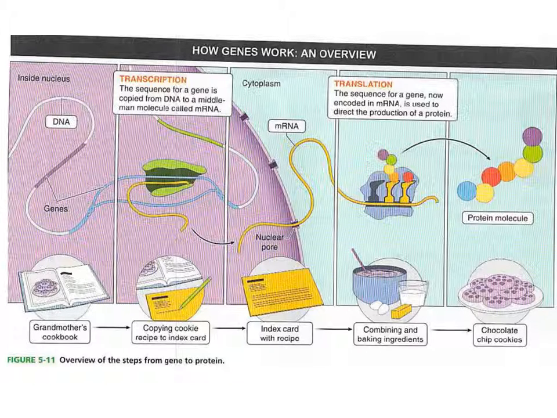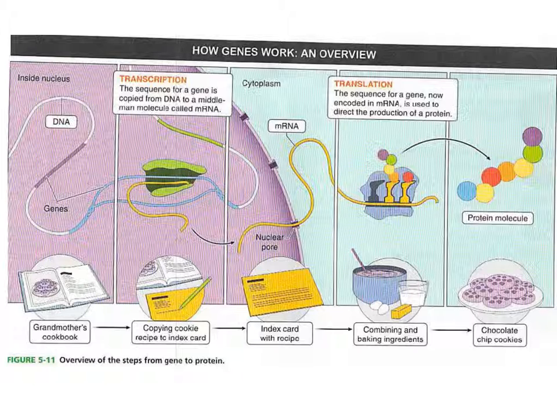And so then students need to look at that second panel where it's showing that copying the recipe is sort of like transcription. Whereas at the top, down where it says translation, that's different than just copying it. That's combining and baking the ingredients and putting it all together. So this is giving them an overview of the whole process of taking a strand of DNA and making it into a new protein molecule.